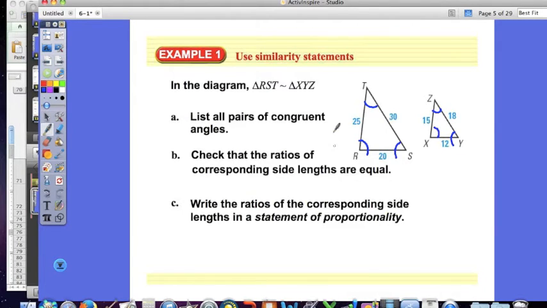Now when they say check the ratios, that means that 25 over 15, which I notice simplifies to 5 over 3, should be equal to 20 over 12, which does simplify to 5 over 3, and 30 over 18. When it says write the ratios of the corresponding side lengths in a statement of proportionality, well, I know that the corresponding side lengths are 5 to 3.